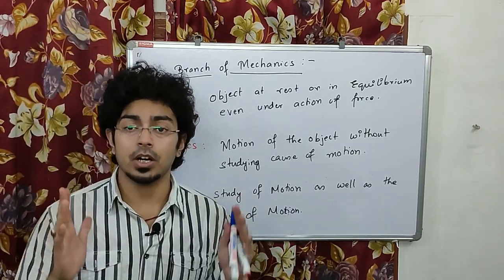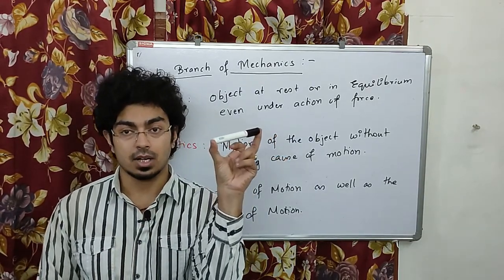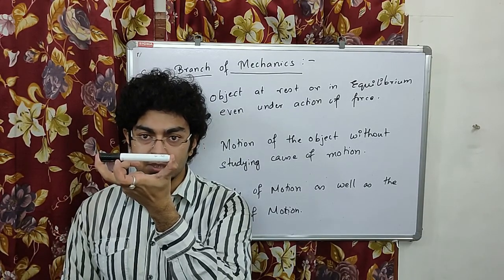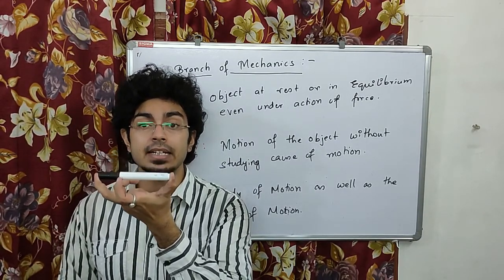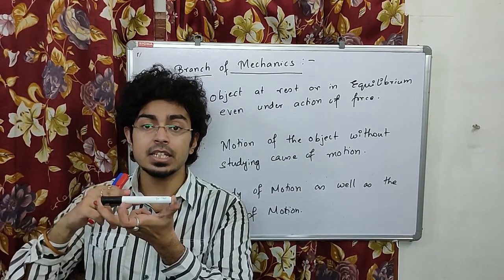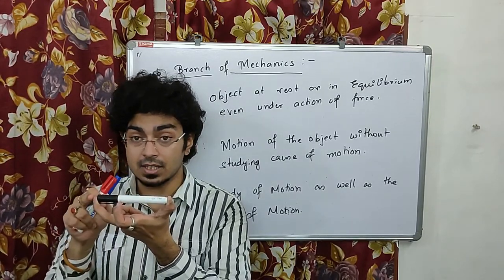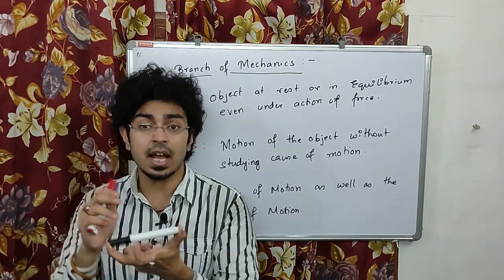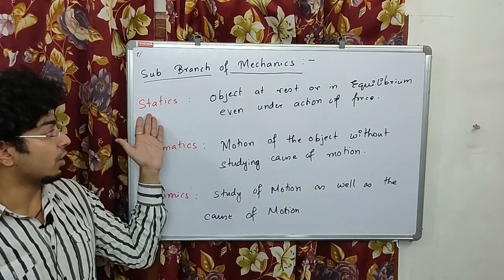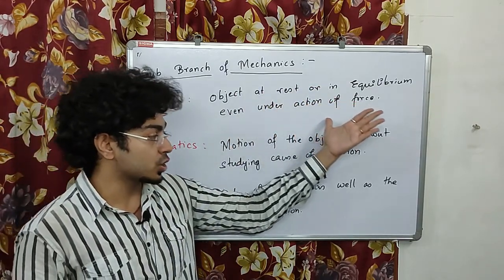One perfect example of statics is that suppose I am holding this marker. Now I am applying pressure or force from both of my fingers, but still I can see this marker remains in its equilibrium position. As the marker remains in equilibrium even under the action of force from my thumb and my middle finger, the branch that studies this kind of problem in physics is statics, that is, objects at rest or in equilibrium even under the action of force.